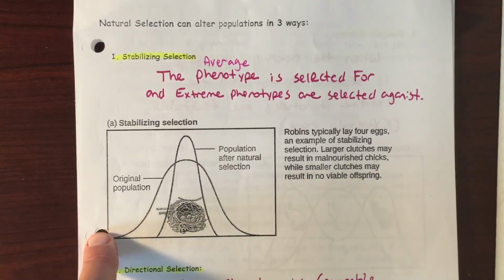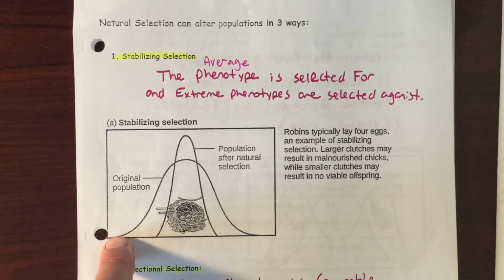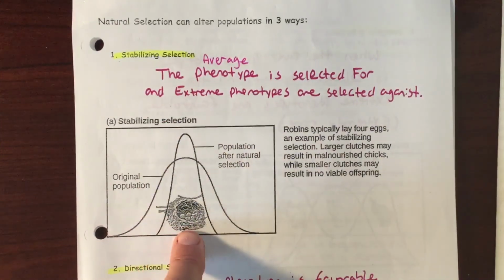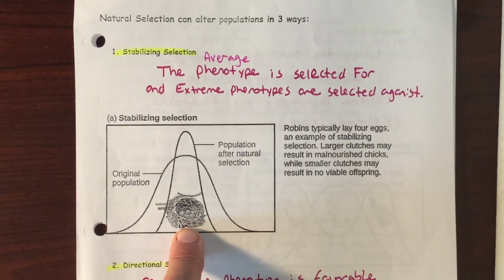Smaller clutch size may result in no viable offspring. Maybe my mom only lays 1 or 2 eggs. Another one of my extreme phenotypes. Maybe those eggs don't hatch, or maybe those get eaten by other organisms. If mom lays 4 eggs, that's the average phenotype, the average number of offspring that robin should lay.